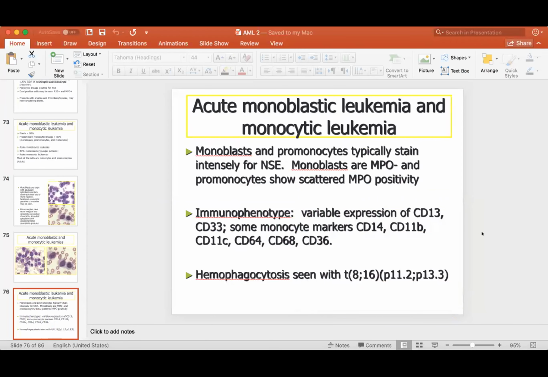The markers, again, basically you see markers for monoblasts and promonocytes. Markers include CD13 and 33. These are more myeloid, and then CD14, 11B, 11C, and 64, more monocytic markers. You might see hemophagocytosis in this type of acute myeloid leukemia. Hemophagocytosis means the cells engulf red blood cells. And this is associated with the translocation 8;16. This is not one of the AMLs with recurrent genetic abnormalities, but it's a known association with acute monoblastic and monocytic leukemia.